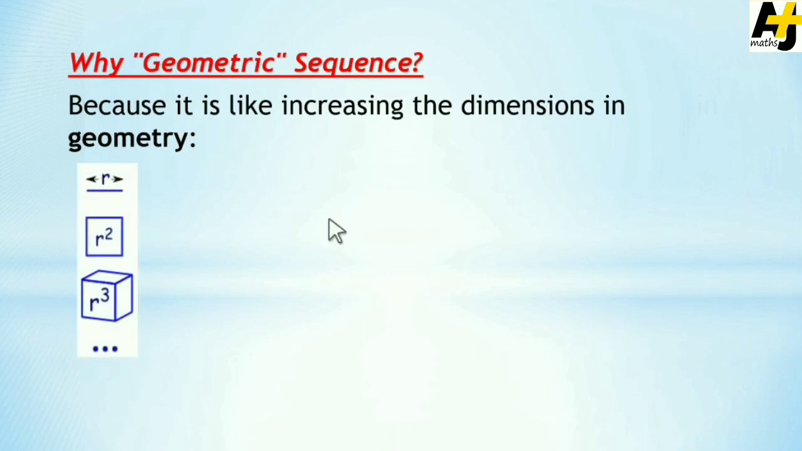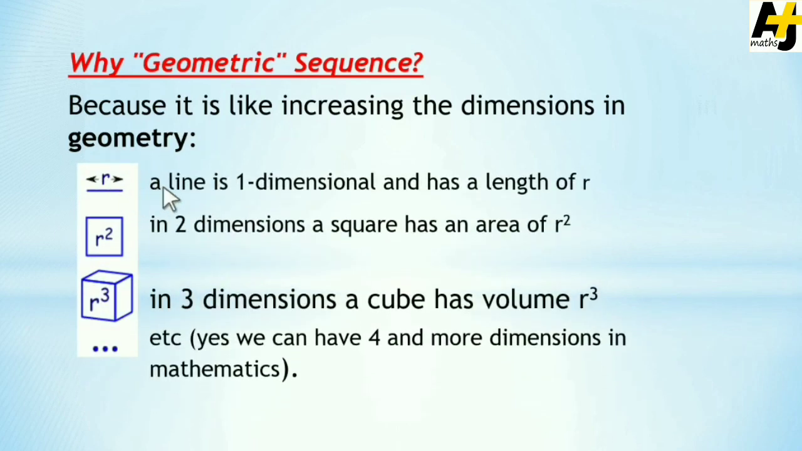If we take R, a simple line, a line is one dimension and has a length of R. Now if we multiply R with R, we get R squared. So this becomes a square shape, which is in 2 dimensions. A square has an area of R squared. And if we multiply R squared again with R, we get a 3D figure like a cube. A cube has volume R cubed, and so on. Yes, we can have 4 and more dimensions in mathematics. Remember this, in mathematics we have more dimensions.